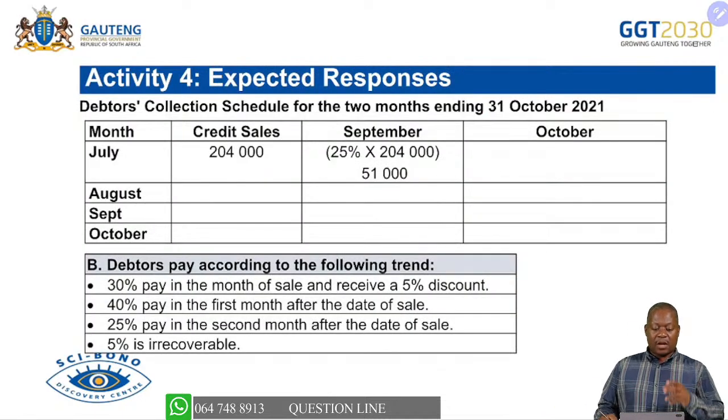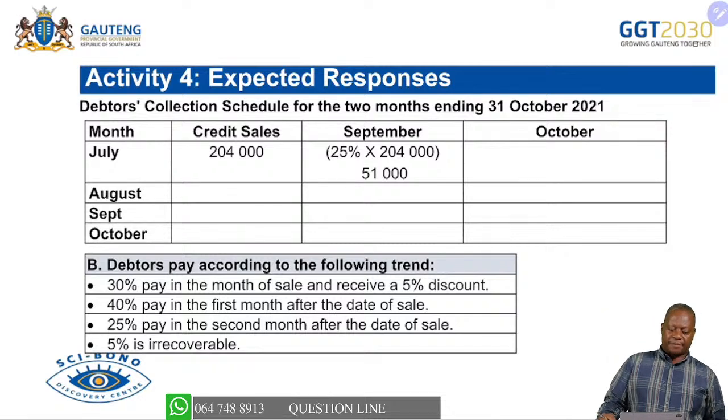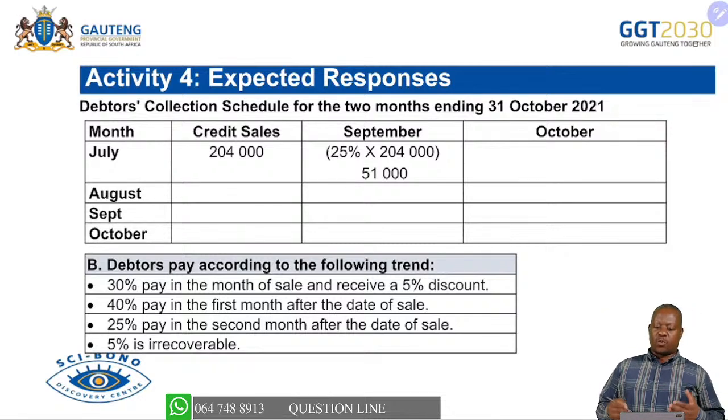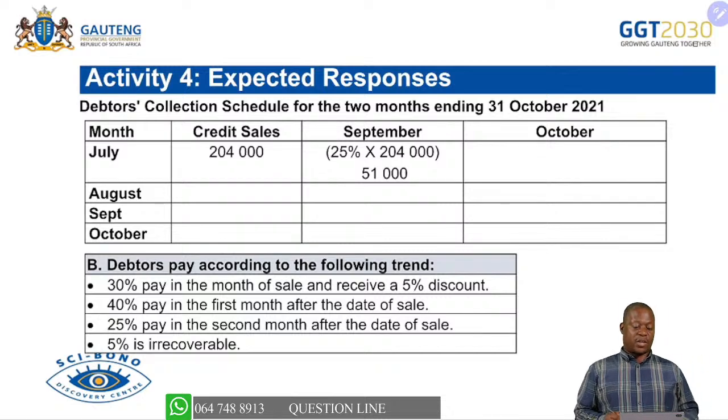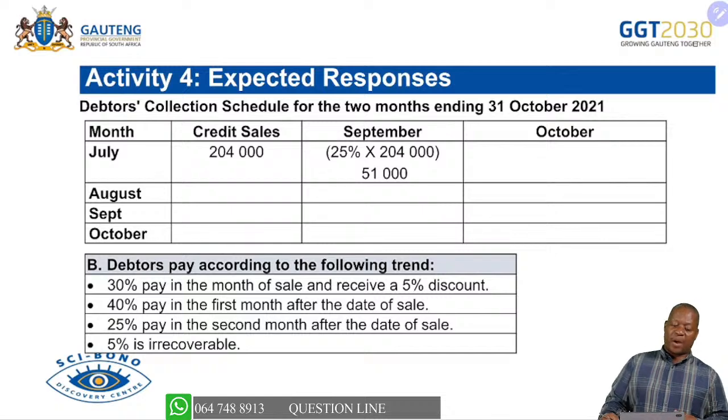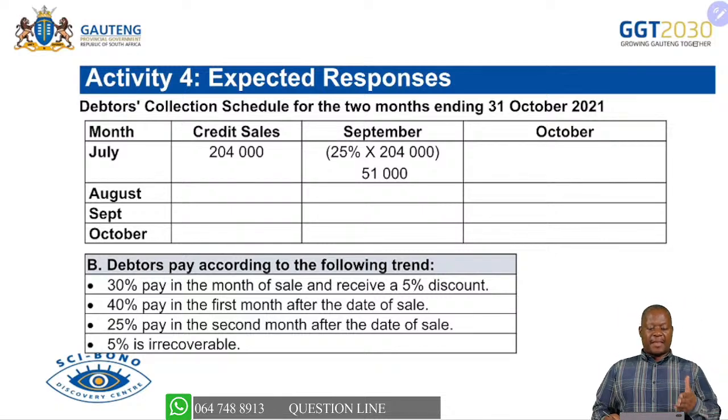Now, the next information says here, debtors collection schedule for the 2 months ending 31 October 2021. So we start with our credit sales for July. It's given there. And then they are saying here, debtors pay according to the following trend. Check here.